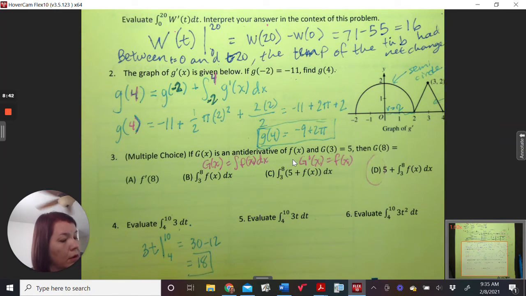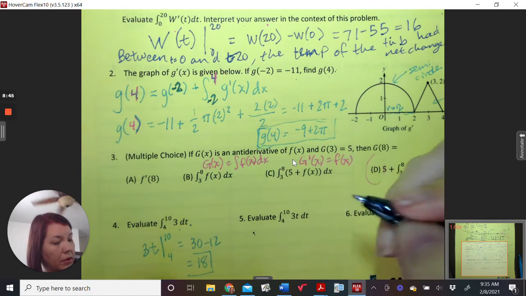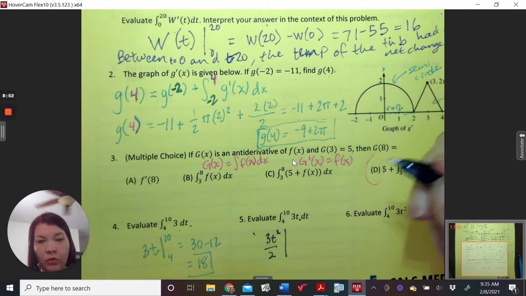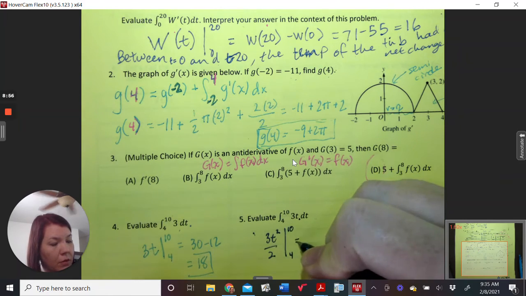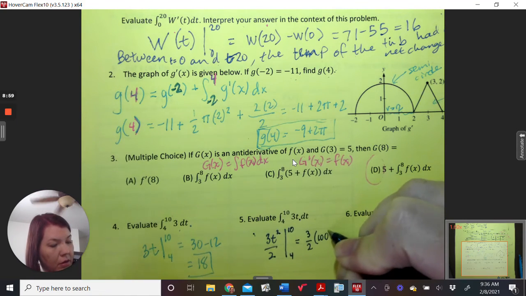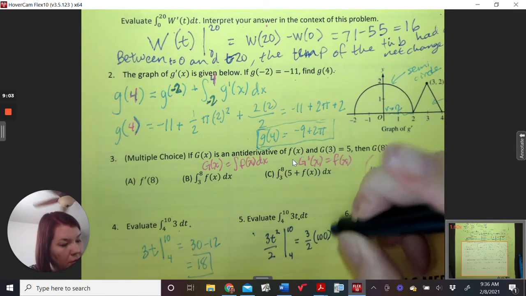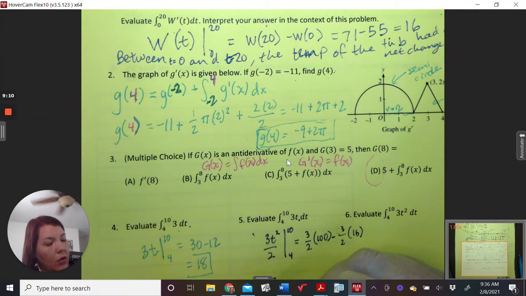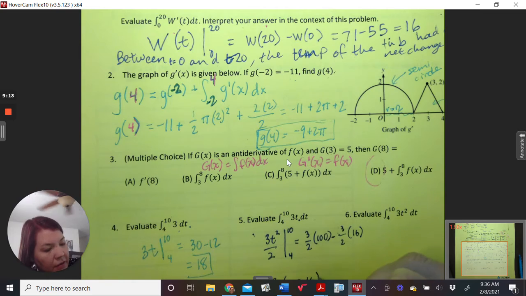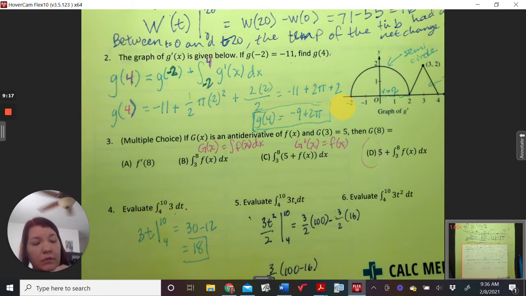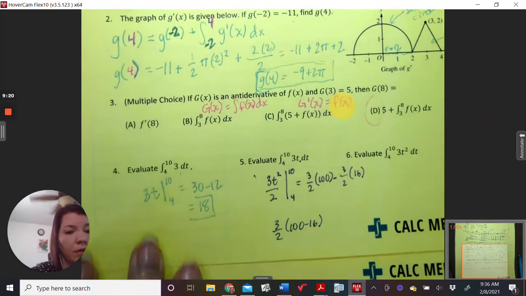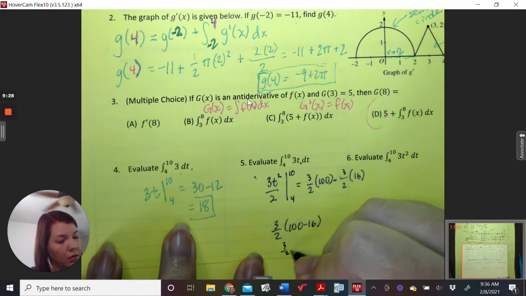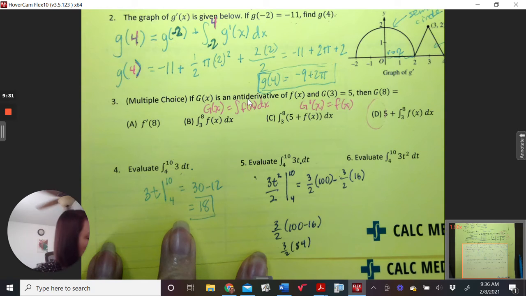Then the antiderivative of 3t will be t squared divided by 2, so that the 2 goes away, from 4 to 10, which will be equal to 3 over 2 times 100 minus 3 over 2 times 16. 3 over 2 times 100 minus 16, just factoring out, because I can do the math better in my head this way. It's going to be 84. 42 times 3, 126.